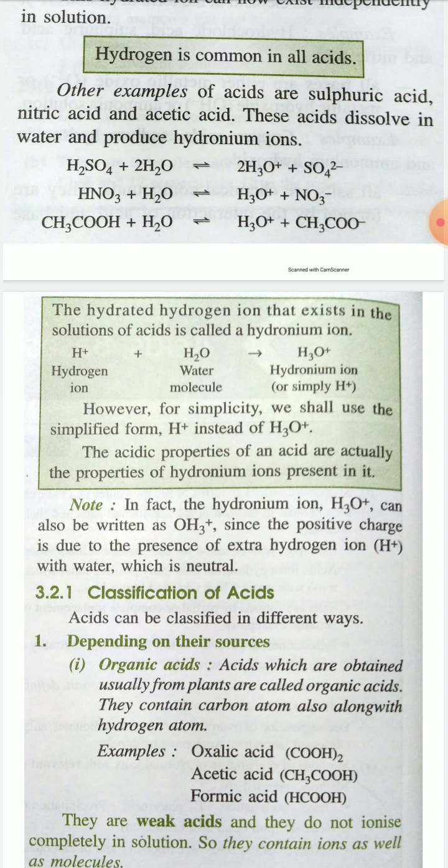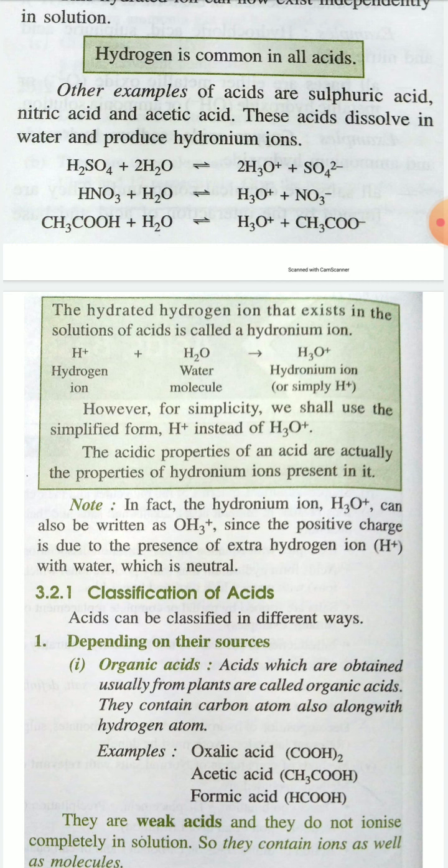For example, in H2SO4, sulfuric acid, there are two hydrogens. So it can produce two H3O plus ions in solution. So when H2SO4 reacts with water, that is H2SO4 plus 2H2O, it produces 2H3O plus and SO4 2 minus sulfate anion. In nitric acid, one hydrogen atom is present. So this hydrogen atom combines with the water molecule to form H3O plus ion and NO3 minus ion.